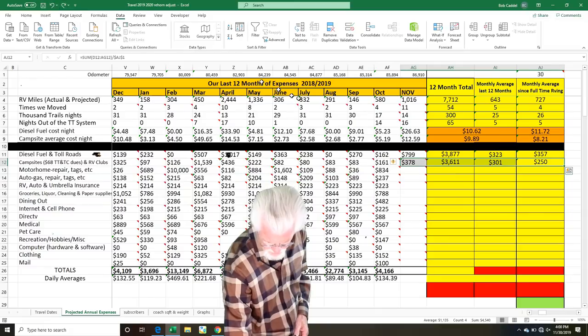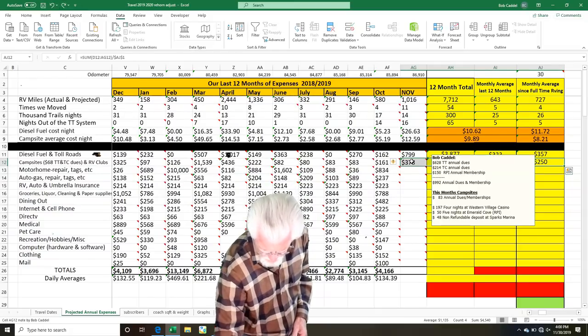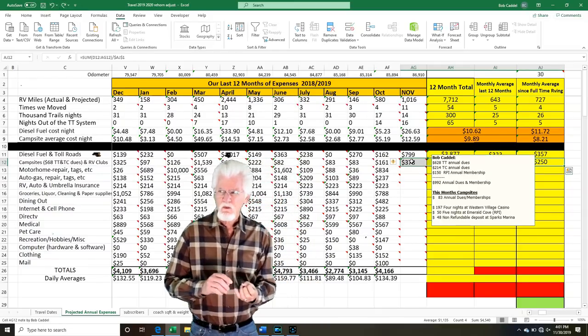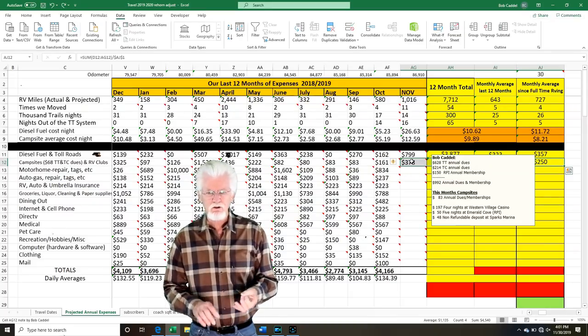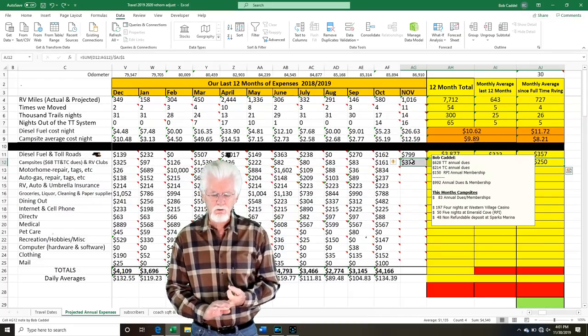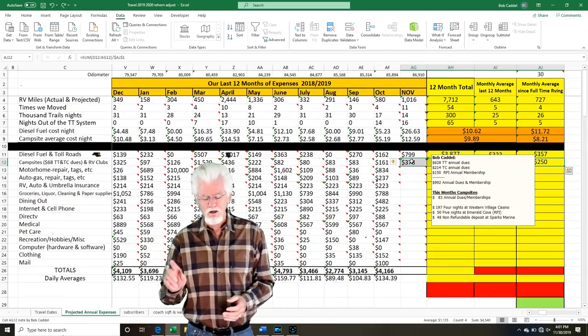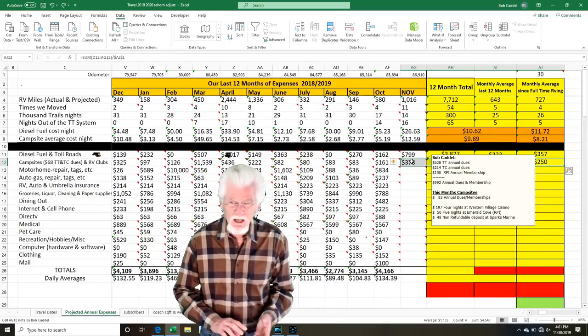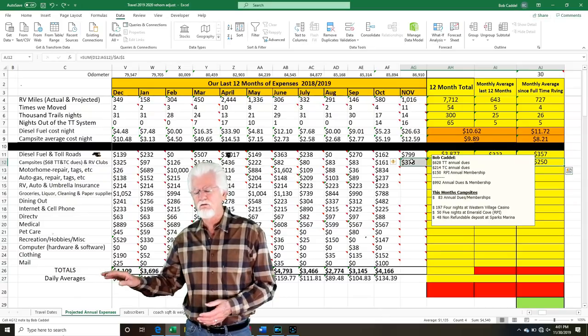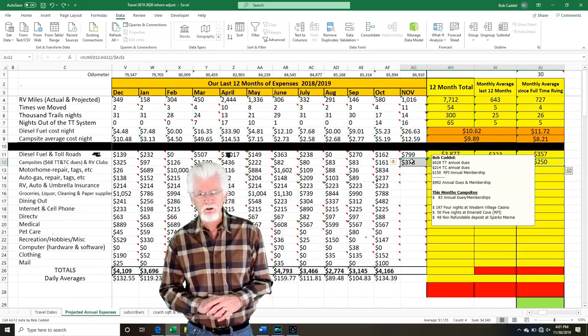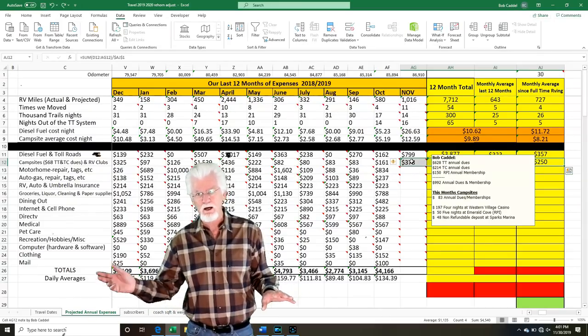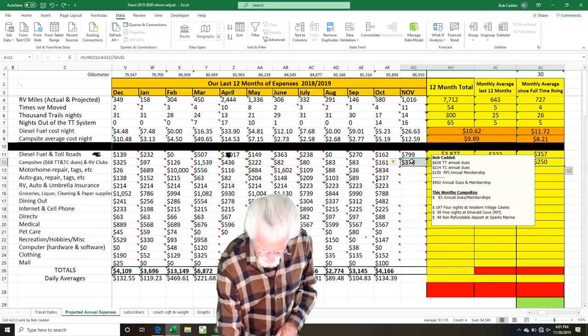Campground fees, $378. Now we take our Thousand Trails, our Trails Collection, and our RPI annual membership. We add those up, $992. We divide that by 12, and then we allocate $83 per month for those memberships. And then we can stay for free there, except RPI is $10 a night.